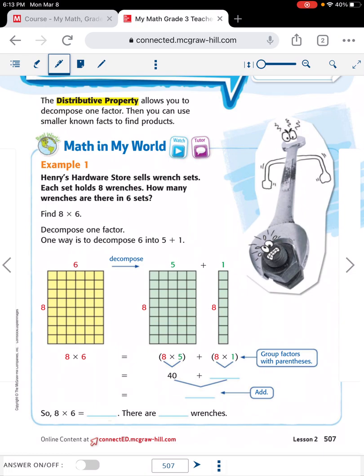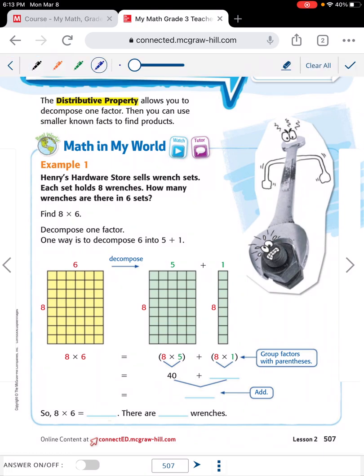This first one, we can see that it has Henry's Hardware Store sells wrench sets. Each, and that key word each tells us to multiply. Each set holds 8 wrenches. How many wrenches are there in 6 sets? So we have 8 times 6. Now, 8 times 6 might be a difficult number to figure out. So let's say that we break the number 6 down into two numbers, 5 and 1.